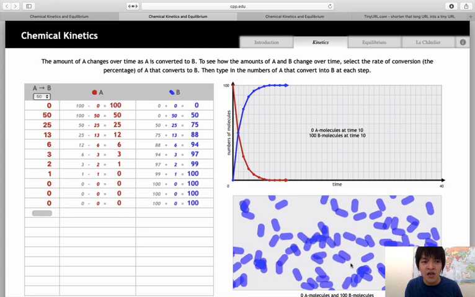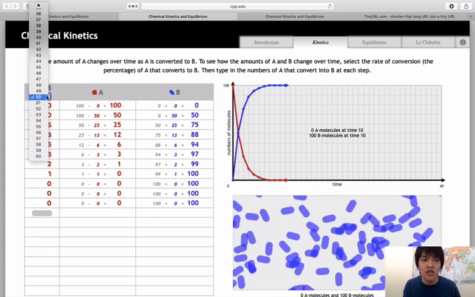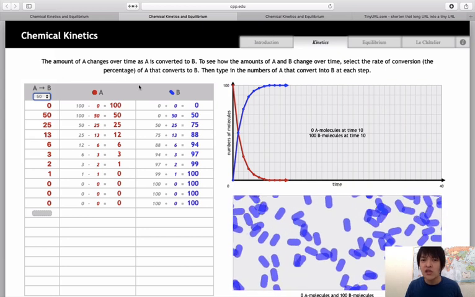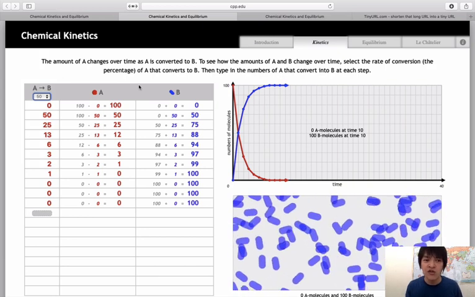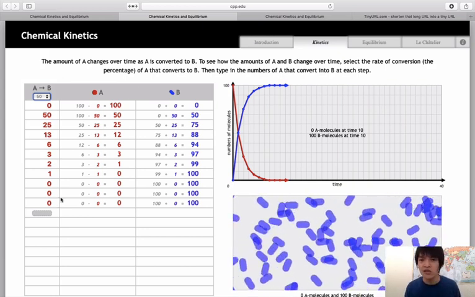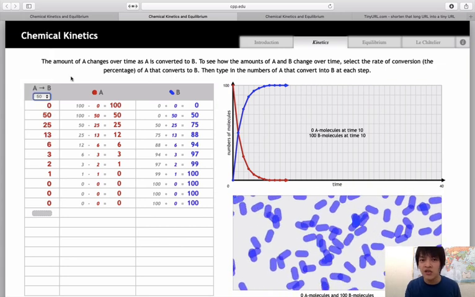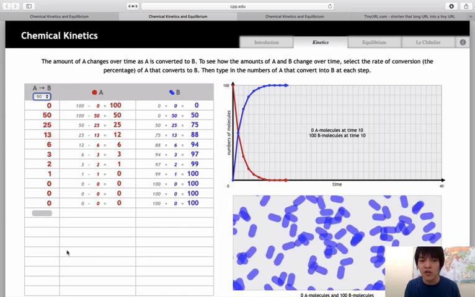So it's kind of that simple. And depending on what percentage you put in this drop-down box, if you have a higher percent, then that means it's going to go to completion faster. It's not going to take this many steps. It's going to take fewer steps. If you have a lower percentage, then it's going to take longer. You're going to have probably more steps than I have right here.